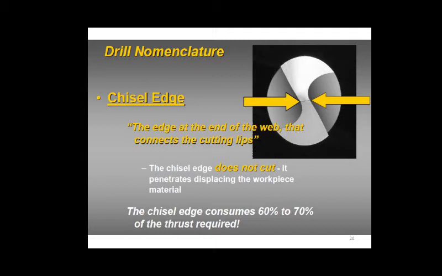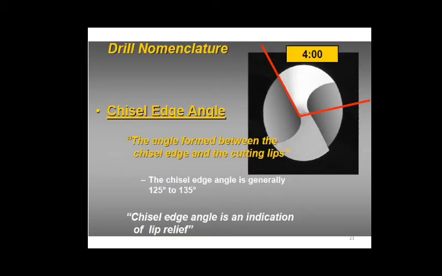Now next, chisel edge angle. The angle formed between the chisel edge and the cutting lips is the chisel edge angle, and this is generally 125 degrees to 135 degrees. It is an indication of lip relief angle. Now next we are going to see the drilling machine.